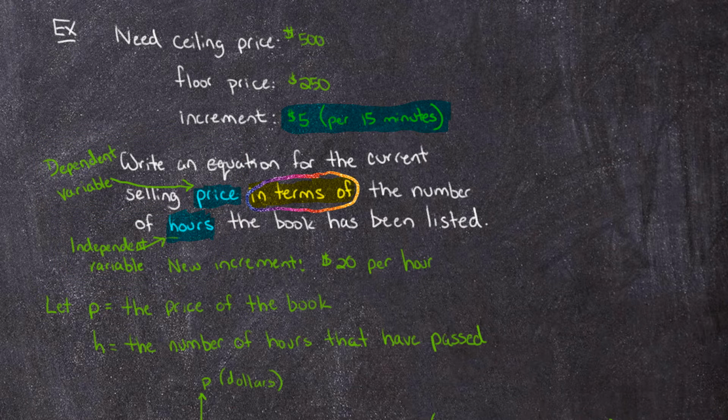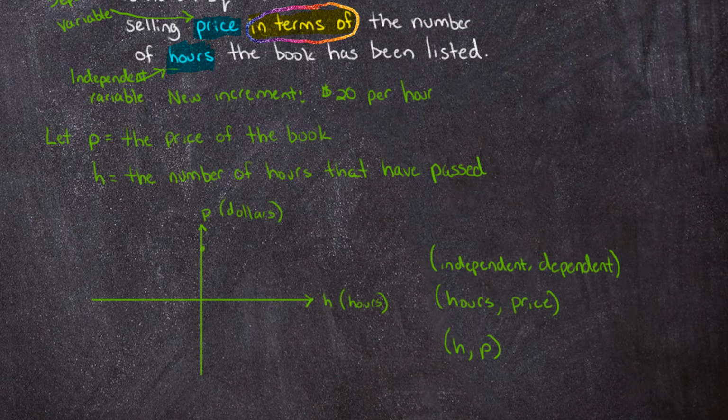If we take a look at the given information, you might be able to decipher the fact that they have actually given us a point. At time 0, right as we list the book, the price is $500. Thus, one point on our graph must be (0, 500). Hour 0, price 500. Notice that this is the vertical intercept, also called the P-intercept for this graph, because the P-axis is the vertical axis.